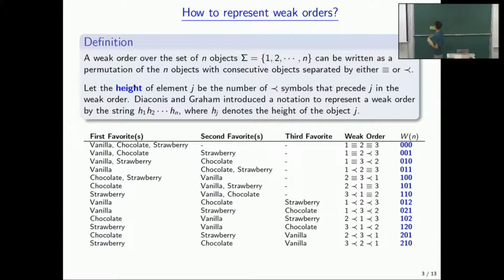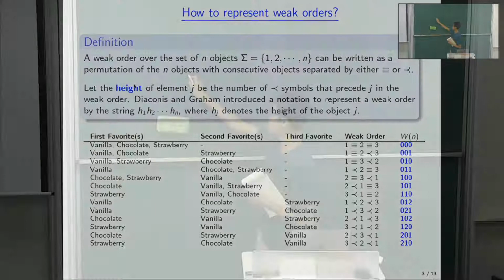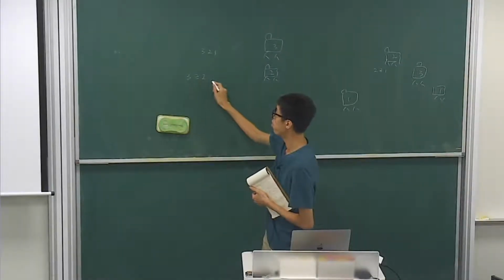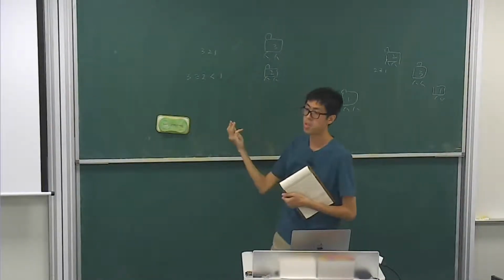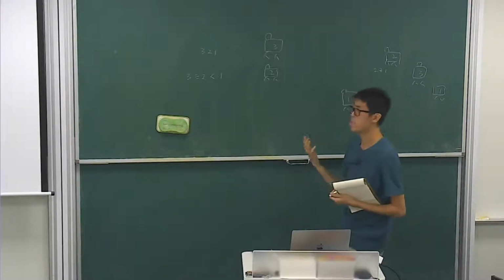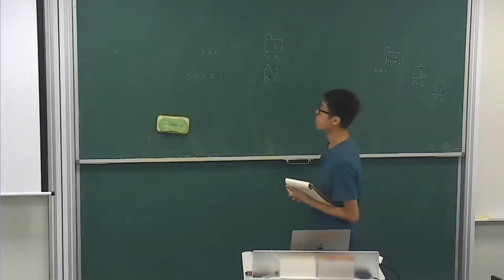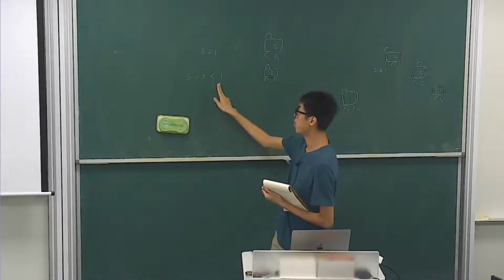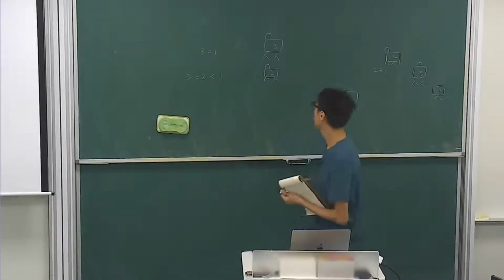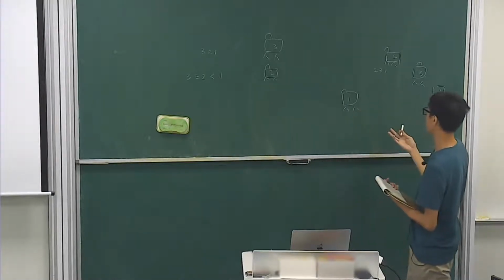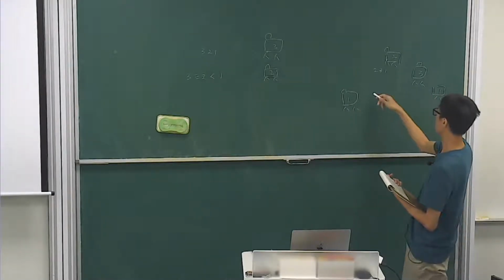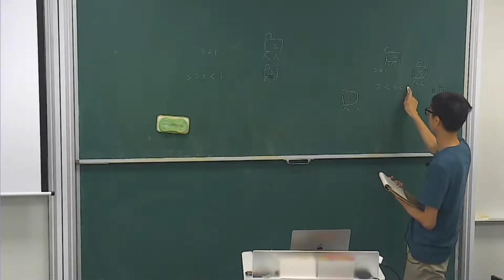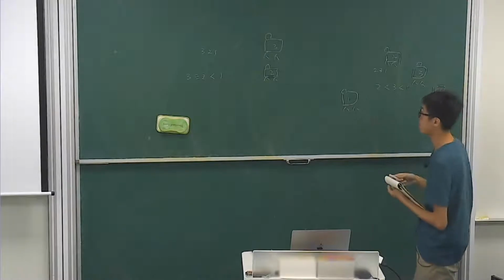For example, one way to represent this weak order would be something like 3 equals 2, which is less than 1. This is one representation of the weak order, which means that 3 and 2 are tied in first place, and then 1 is ranked second. Similarly, this other one can be represented as 2 is less than 3, which is less than 1. That's another way to represent it.